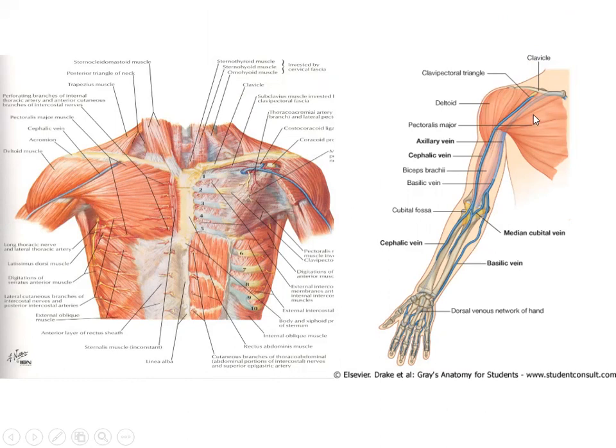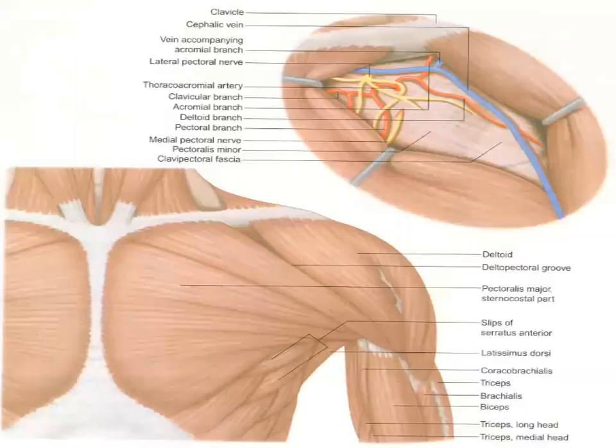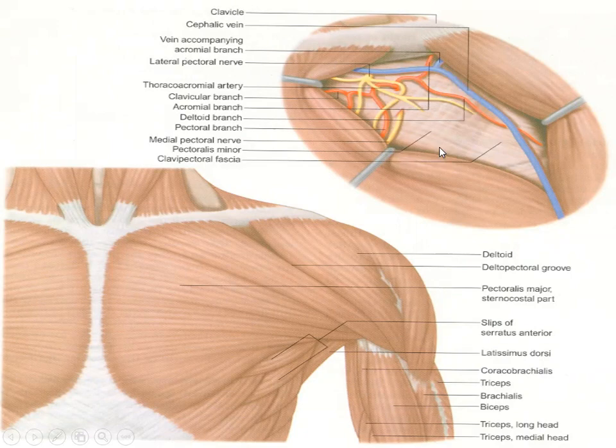Okay, here this is the deltoid muscle separated by the deltopectoral groove. Here also you can see again the muscle, and here is the deltoid. When they are separated, then deep inside you can see some structures. We'll talk about that later.